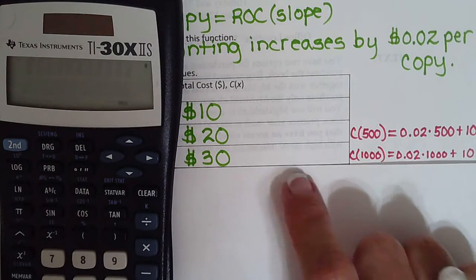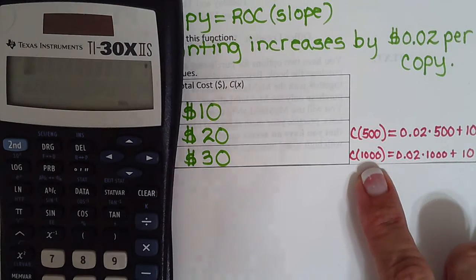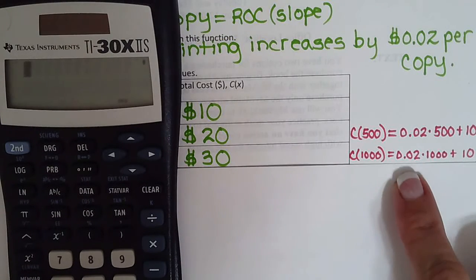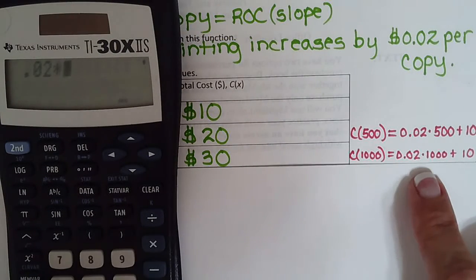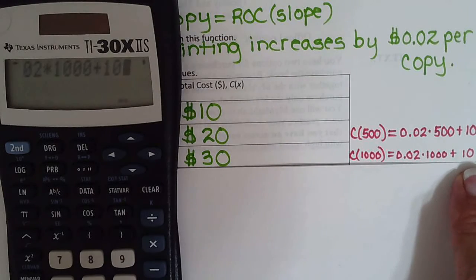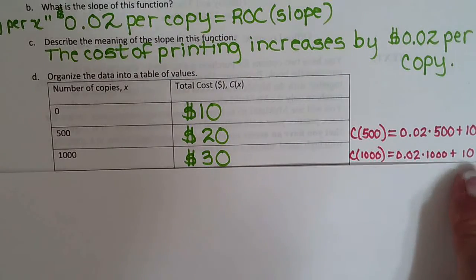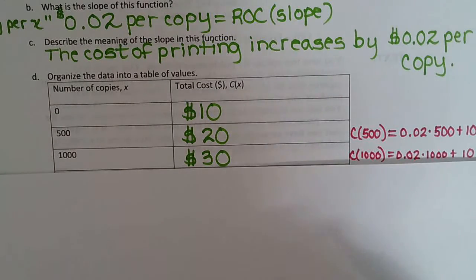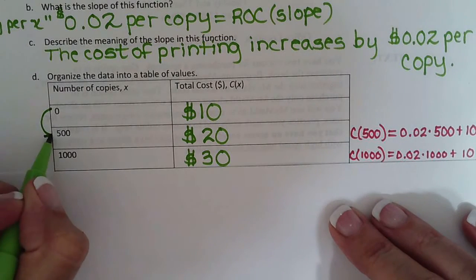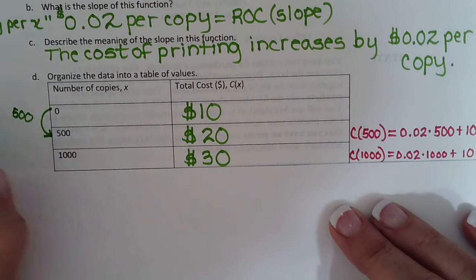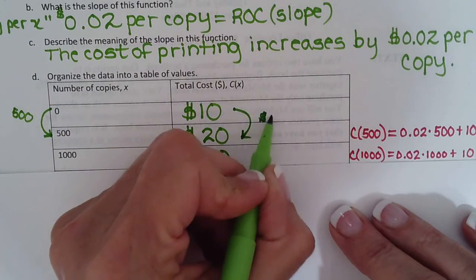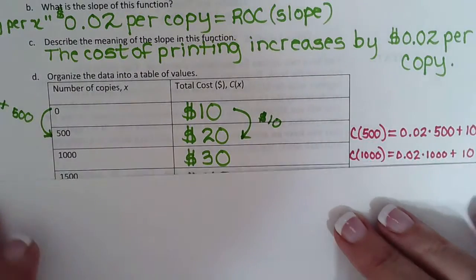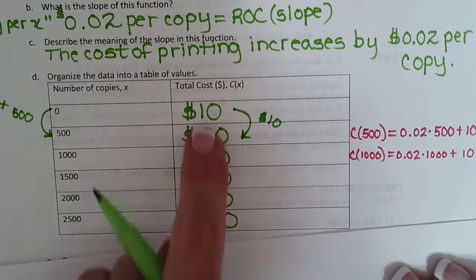Okay, we were just getting ready to compute the cost of 1,000. So 0.02 times 1,000 copies plus the $10 flat fee gave us $30. So now we can see that as the number of copies increases by 500, the price increases by $10. So plus 500. As long as they have a pattern here, we can keep the pattern going.